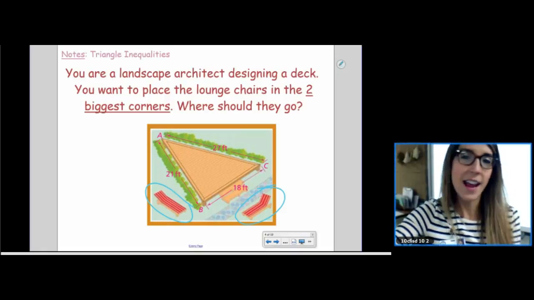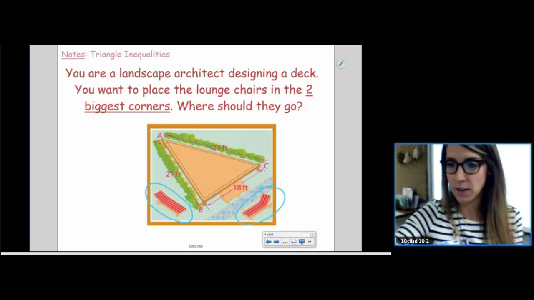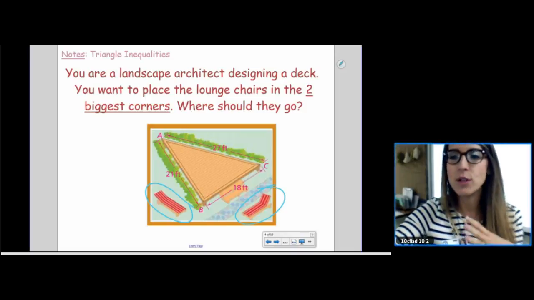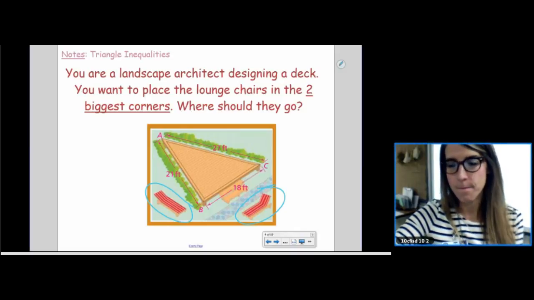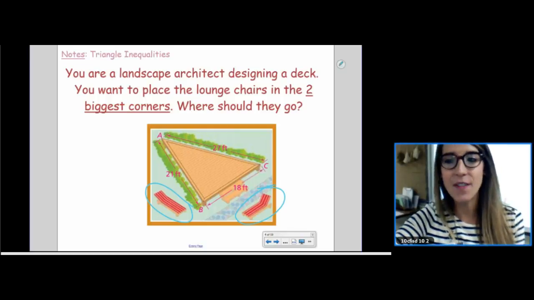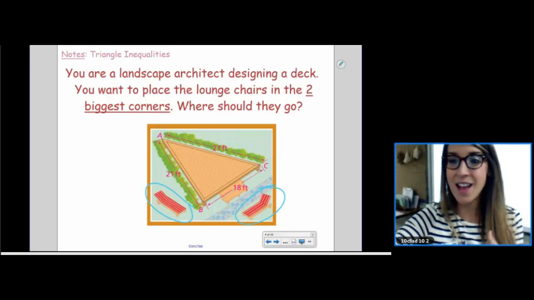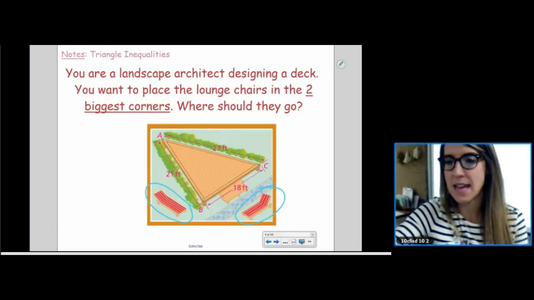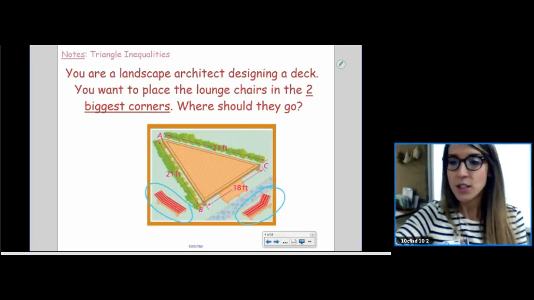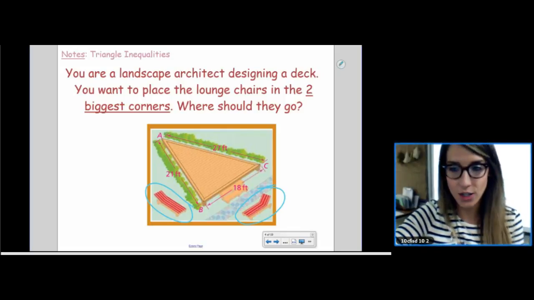So, if you're not carrying a protractor with you in your pocket, how could you determine what the two biggest corners are? What we're going to learn today is that the sides give us clues about the angles, and the angles give us clues about the sides. I can't use a side to find the measure of the angle. I don't know the measure of angle B, but I can use the sides to determine what angle is the largest and what angle is the smallest.